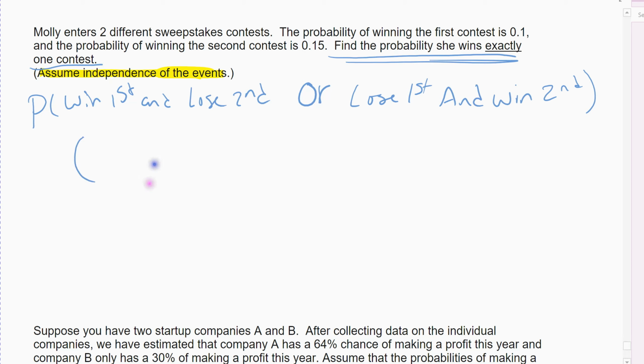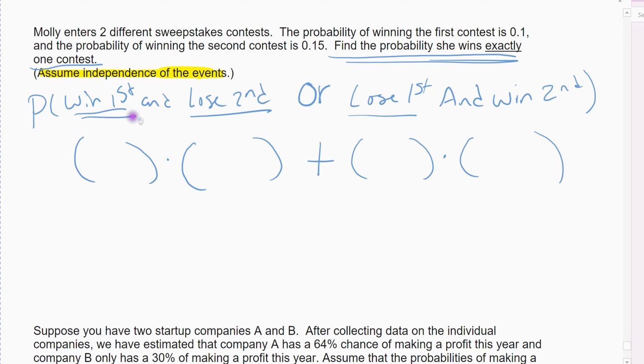And so probability she wins the first times the probability she loses the second, or we add the probability she loses the first times the probability she wins the second, right? And we can do this because they're independent events. We multiply the and statement because they're independent events. And it's the or because I can have one event or the other. Alright, then I just have to plug in my numbers.